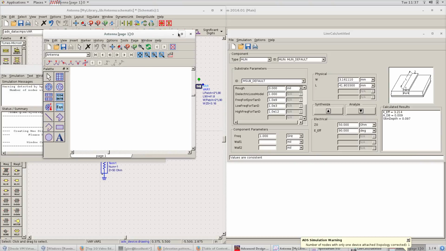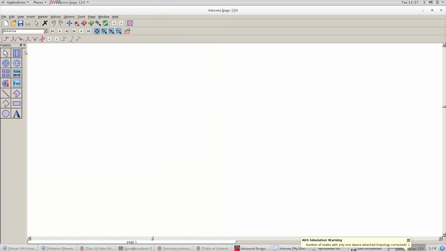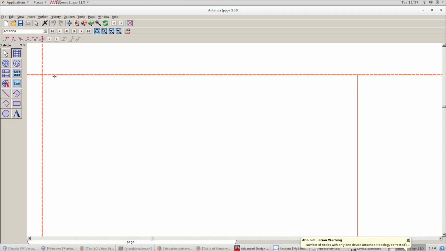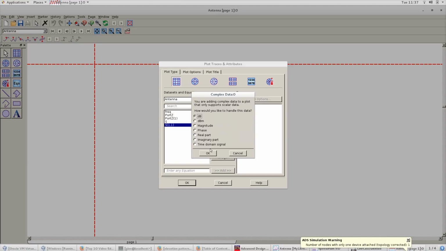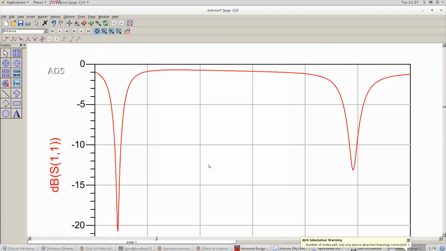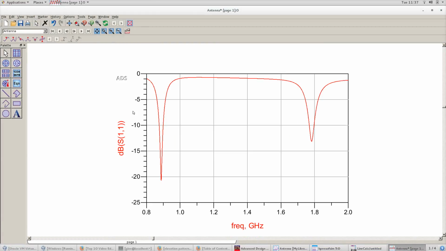Now, this is a data display window. When you pop this up, for this particular purpose, I'm just going to put in a rectangular plot, which is that square right there. And I'm just going to select S11 because that's all I have available, and dB, and hit OK. Alright, so this one's showing me 2 points.